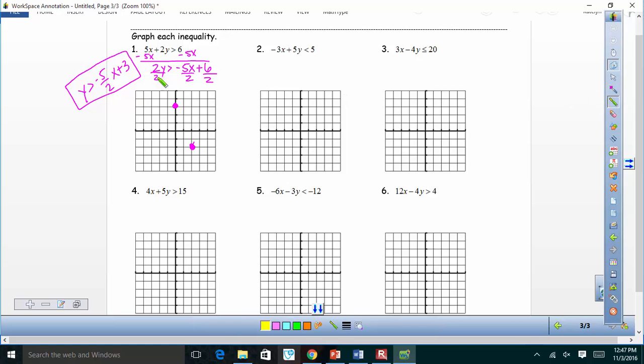Okay, so looking at this sign, is it going to be dotted or solid? It would be dotted. So we're going to draw a line that is dotted through both points. And then we've got to see, are we shading above or below? Above. Now, which way is above? To the left or to the right?